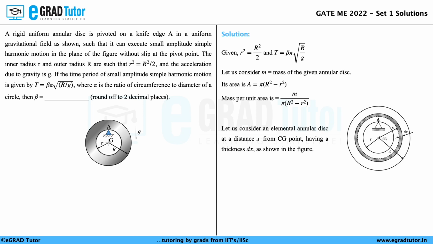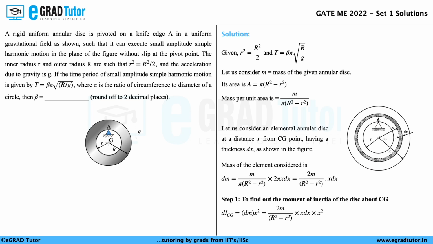Let us consider an elemental annular disk at a distance x from the center of gravity point having a thickness dx as shown in the adjacent figure. Then the mass of the element considered is written as dm is equal to m by pi into capital R square minus small r square into 2 pi x dx. Upon simplification, we get dm is equal to 2m by capital R square minus small r square into x dx.